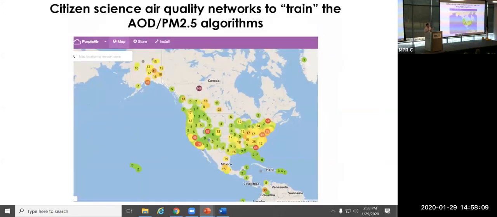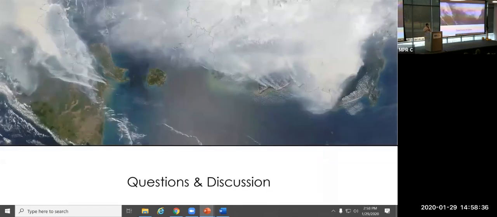Brandon showed a map like this, but this was from picking one random day a while back from the Purple Air Network over the US. And the question is, how does the gradient from the satellite match with the surface? And how do you get from the satellite data and the observations and the retrievals to something that looks like this? So that's what I have.